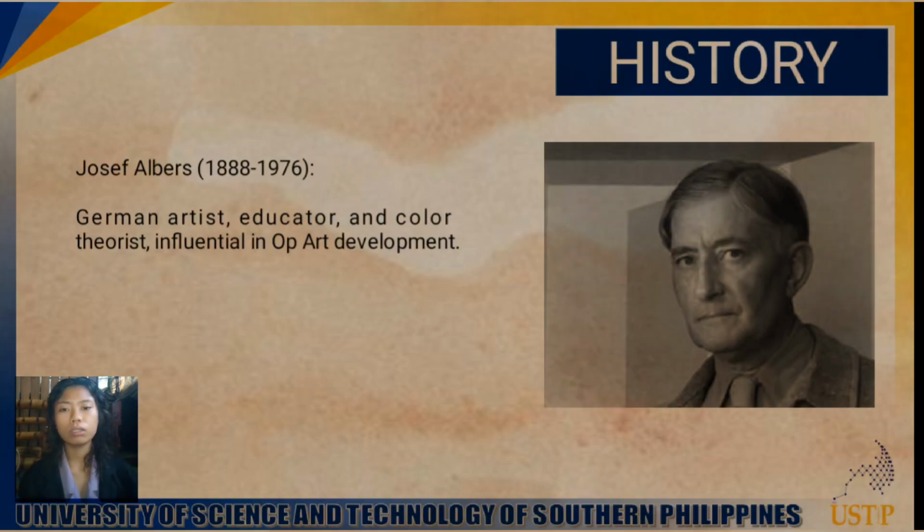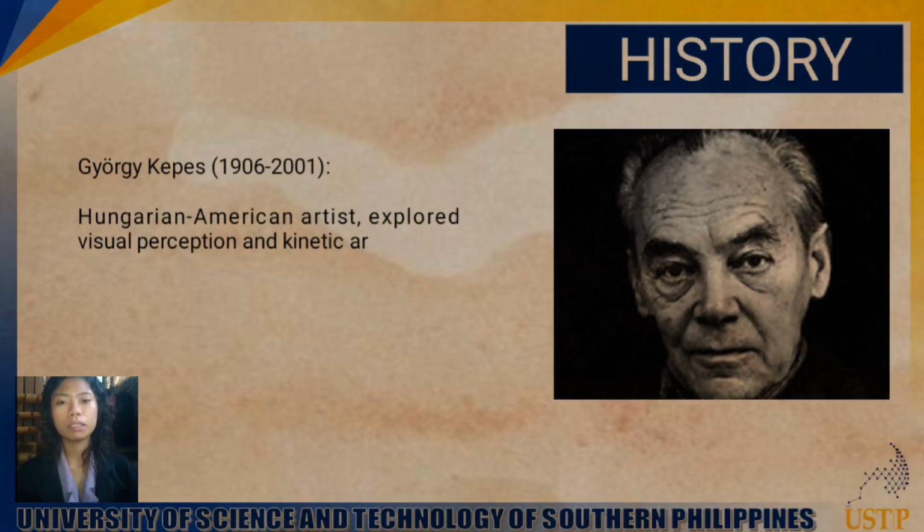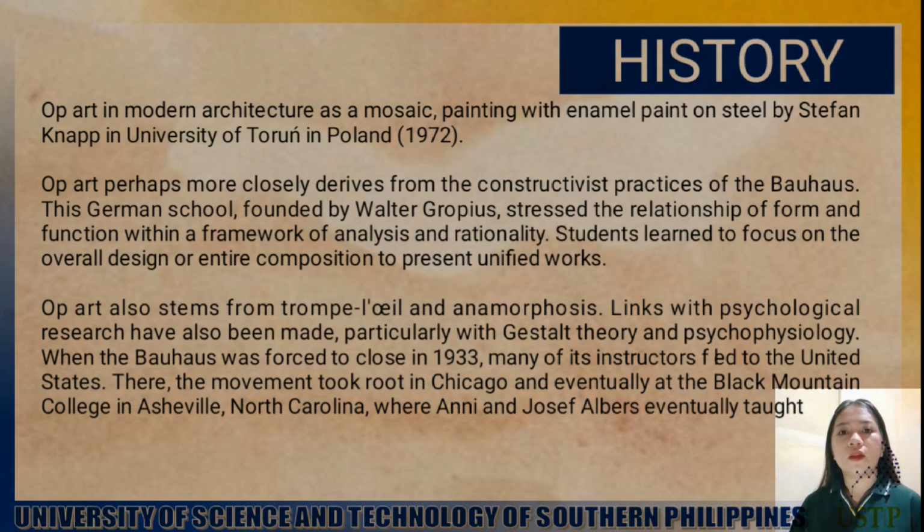So this artist, Josef Albers, is a German artist, educator, and color theorist, influential in Op art development. So this artist named Gyorgy Kepes is a Hungarian-American artist who explored visual perception and kinetic art. And now, we will proceed to the history of optical art.